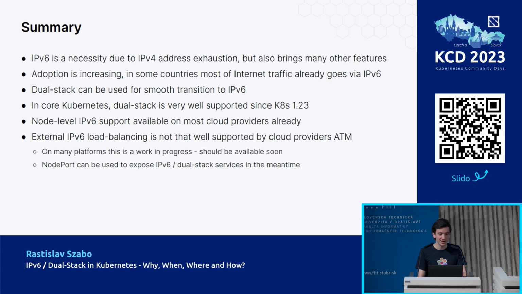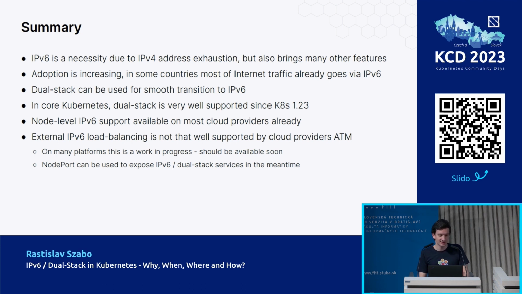Okay, so to summarize this, I think IPv6 is a necessity due to IPv4 address exhaustion, but also brings many other features. The adoption is increasing, especially in some countries. Most of the internet traffic is already served via IPv6. DualStack can be used for smooth transition to IPv6, so we do not have to stop using IPv4 at a single moment, but we can do both for some period of time.